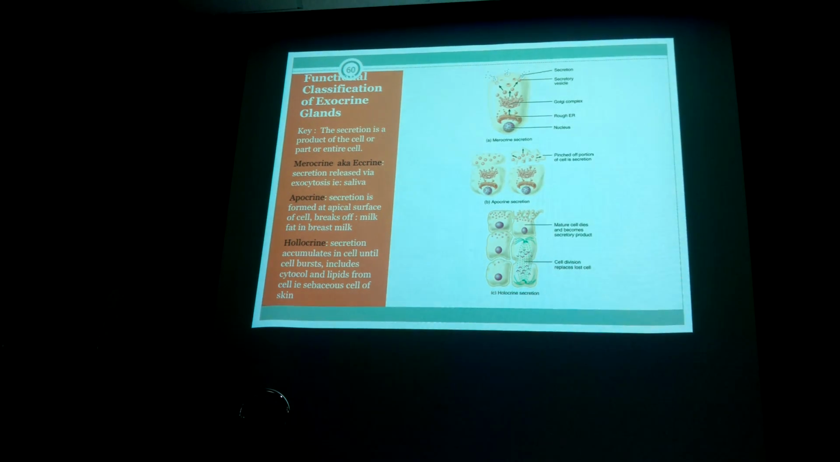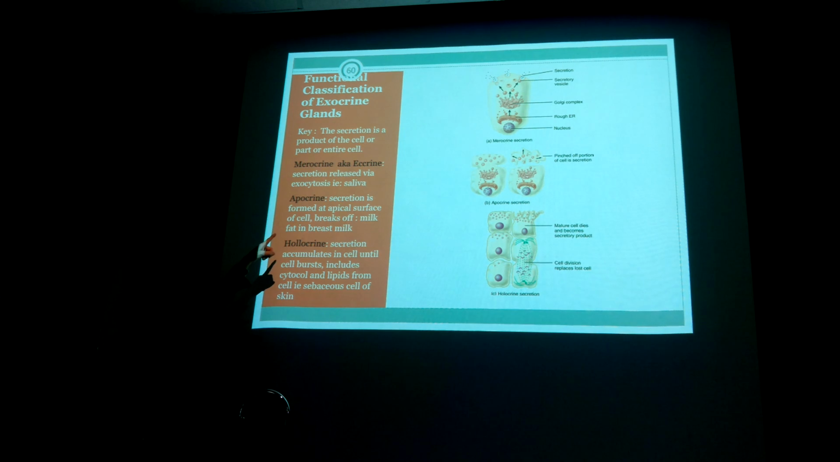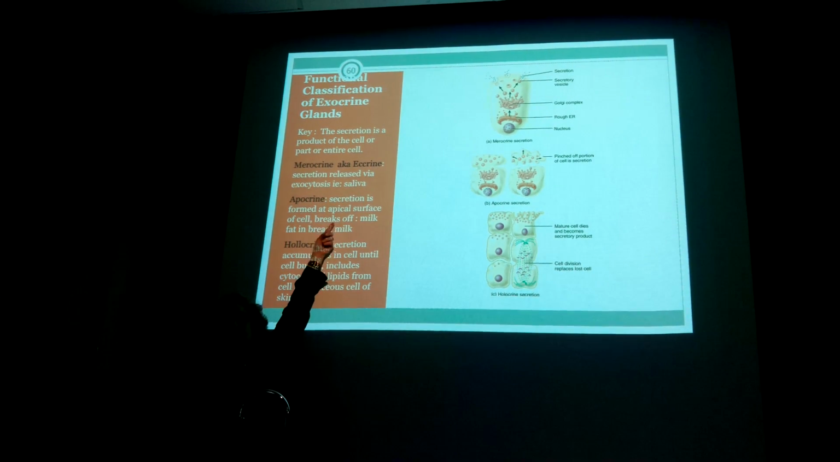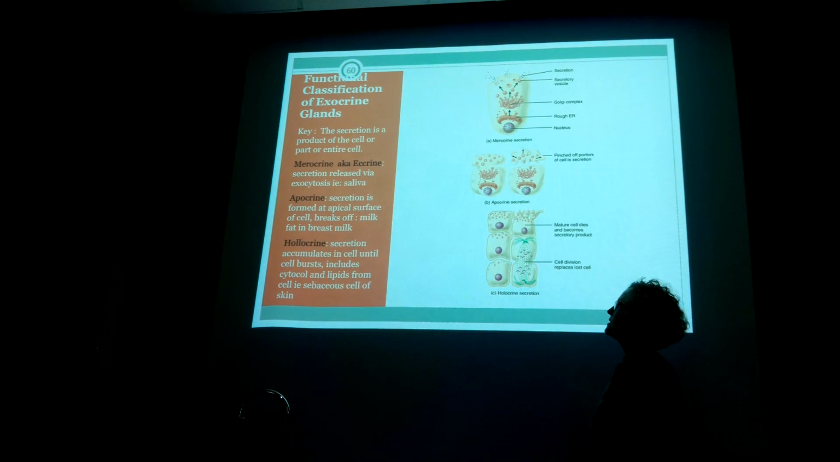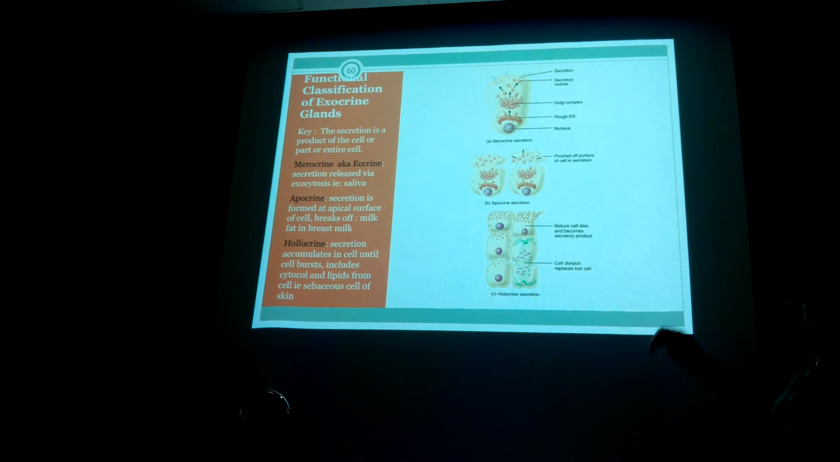So merocrine, which we sometimes call eccrine. You might want to write that down and understand that, because in your textbook you will see those terms interchanged. It's a secretion released by exocytosis, meaning the product is made in the cell and then pushed out of the cell. Apocrine is when the secretion is formed at the apical layer. What does that mean? The free surface. This would be like lactation, which is an apocrine type of secretion.